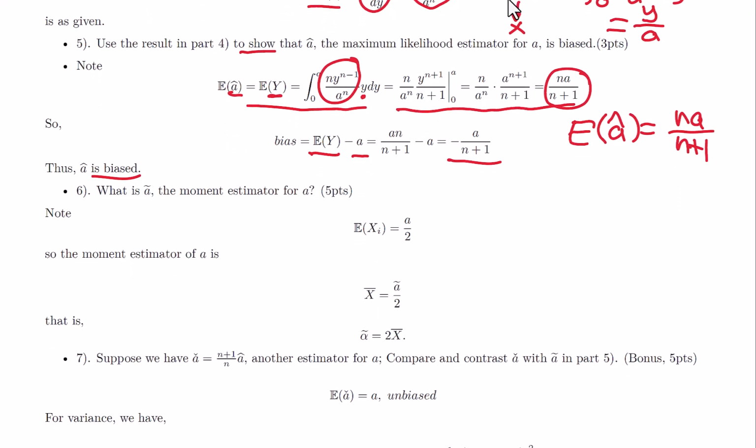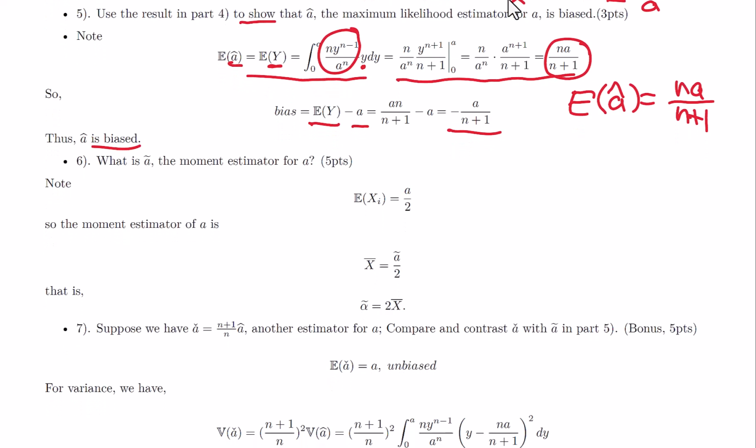All right. Part 6. What is a tilde? The moment estimator for a. Because we know now we're back to the distribution for x. The expected value of xi is going to be a over 2, right? This is because xi, as I said, is uniform from 0 to a. So the expected value is exactly the center, the middle point from 0 to a. That is a over 2.